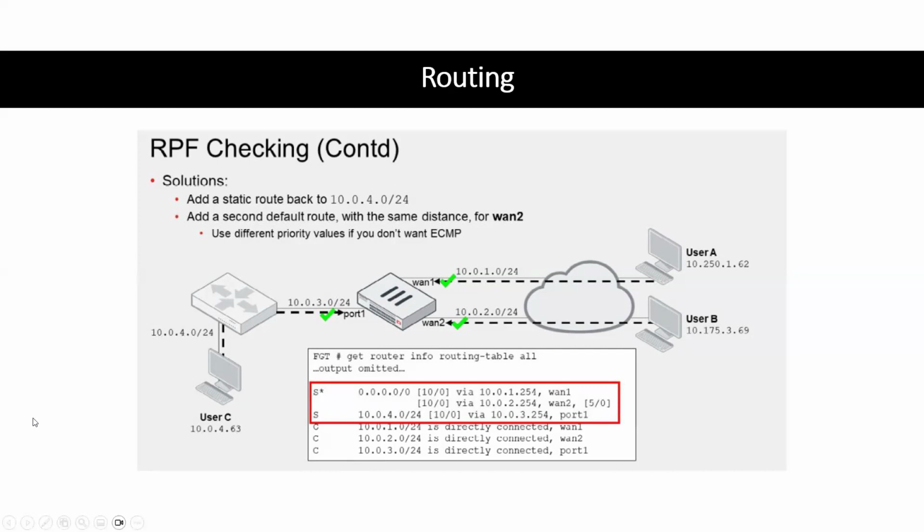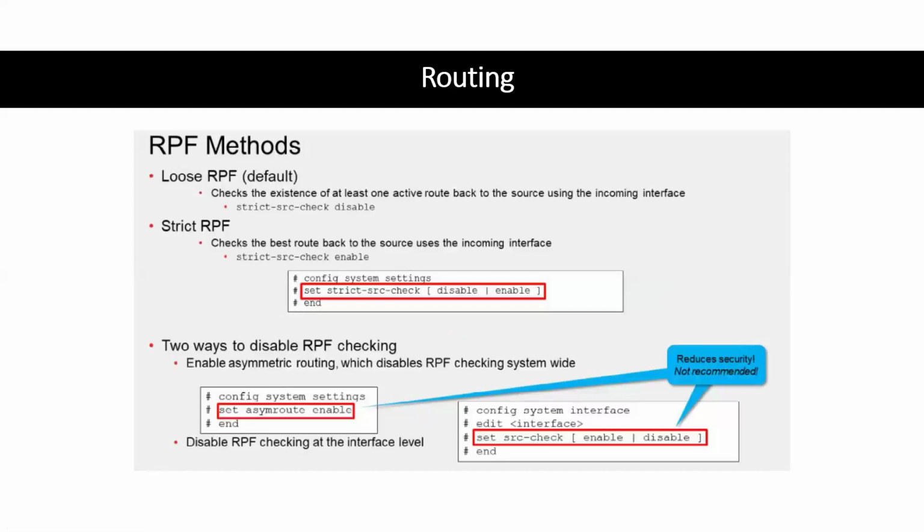Okay. All right. So stay with me. It's going to get a little bit tricky. There are two different types of RPF methods. We've got strict and we've got loose, meaning we can enforce RPF loosely or we can enforce it strictly. In loose mode, the packet is accepted as long as there is one active route to the source IP through the incoming interface.